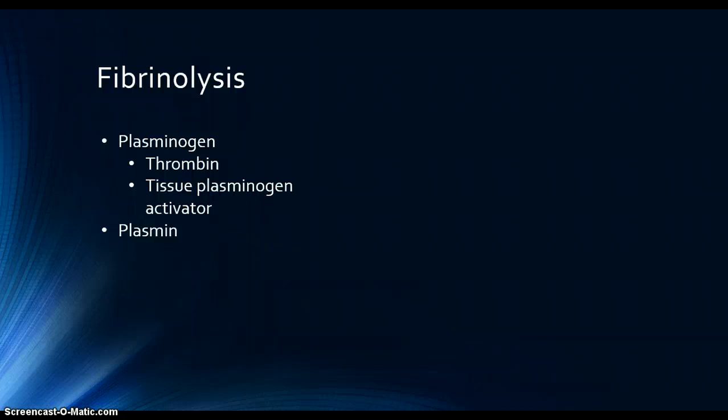Plasminogen is a proenzyme that is activated by thrombin, as well as tissue plasminogen activator, which comes from damaged tissues. When we get those three together and activate that proenzyme, then that's going to produce plasmin, and the plasmin itself actually breaks down the fibrin fibers.